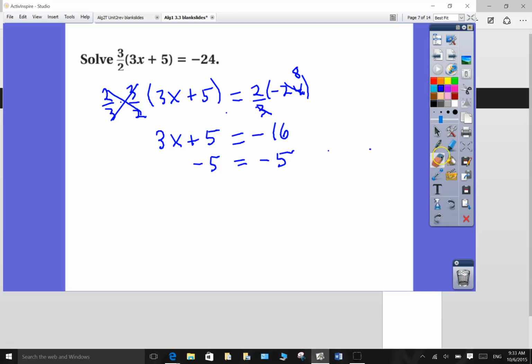And I really didn't mean to put that in there. Just subtract 5 from both sides. 3x equals negative 21. Divide by 3.